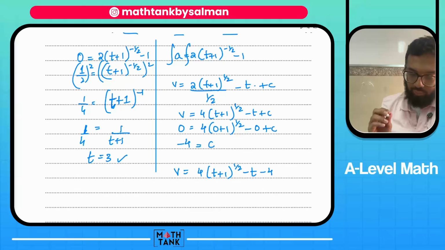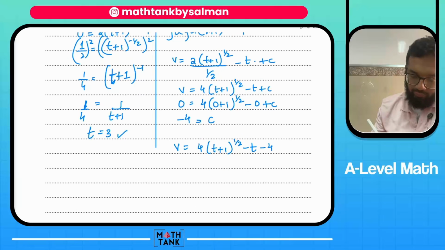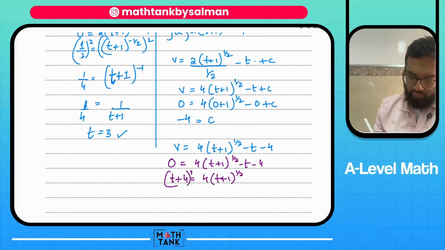But what I also should figure out is whether this particle is turning at some point during that motion. Why? Because it's going to be important for me, because if it turns, then I will have to split the distance. How do I find out if it's turning? I should do this. So t plus 4, squaring both sides, t square plus 8t plus 16.